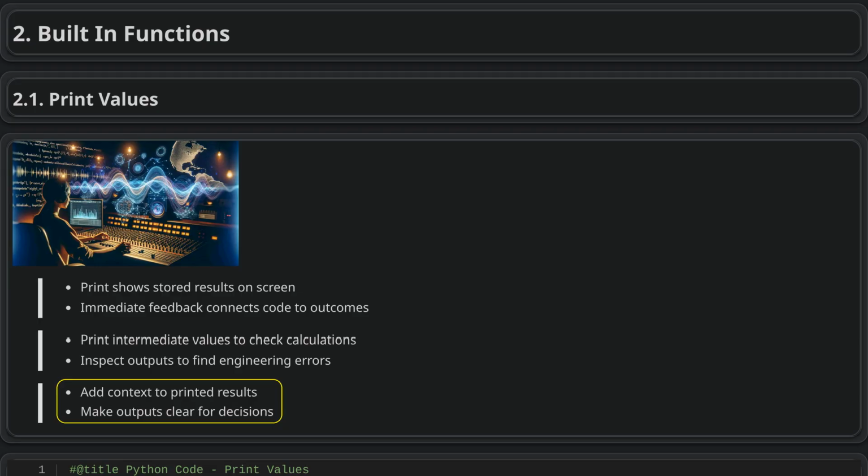Printing values helps a program communicate results clearly. A number by itself can be unclear unless the output explains what it represents, such as time, weight, or cost. By combining descriptive text with numeric results, programs make their output easier to understand and more useful for decision-making.